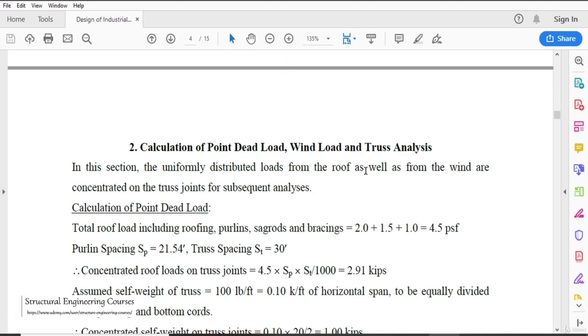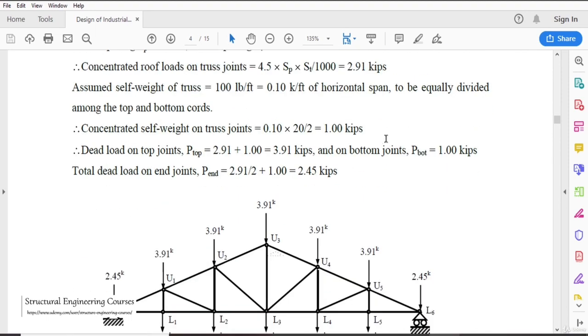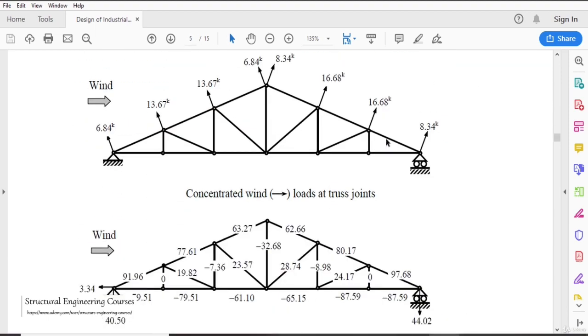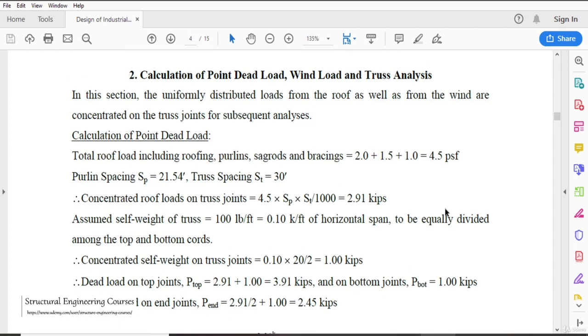Now in the next lecture we shall learn how we can calculate the dead load, wind load, and how we can apply the loading in the STAAD software. So in this lecture we shall learn how we can calculate dead loads, how we can calculate the wind load, and how we can apply those loading in the STAAD, and then how we can ultimately analyze and design that particular truss. So now what we can do is that we can calculate the dead loads here.